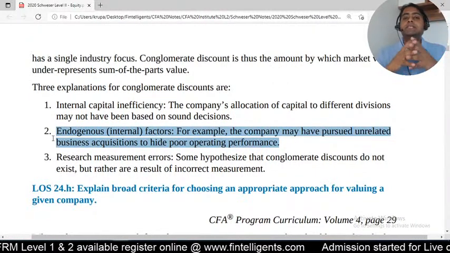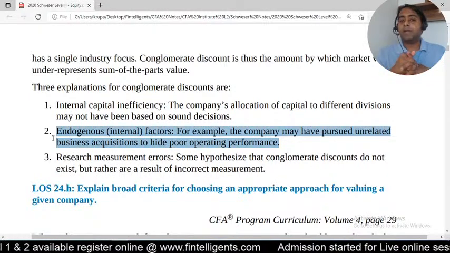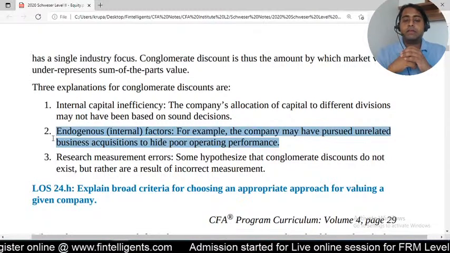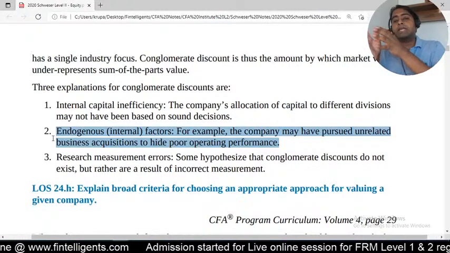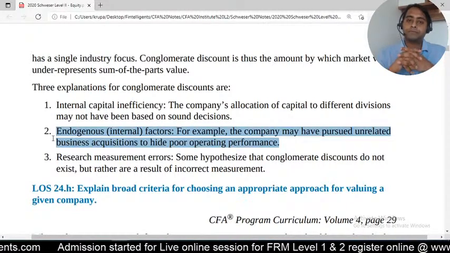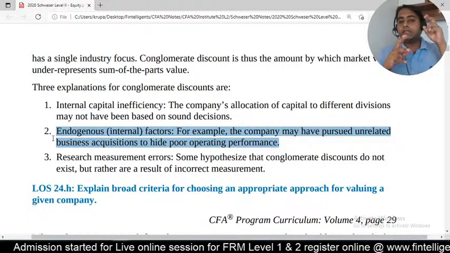Suppose tomorrow ITC, which has huge cash coming from tobacco, uses that cash flow to buy a new company. This is where your external decision makings are impacting your particular business. This was the second point.